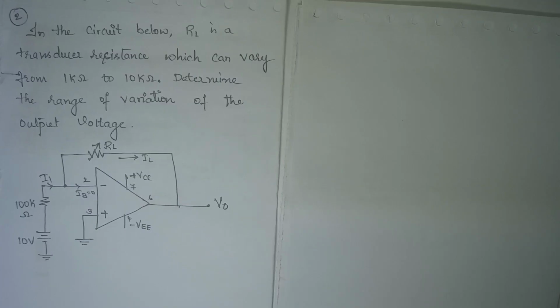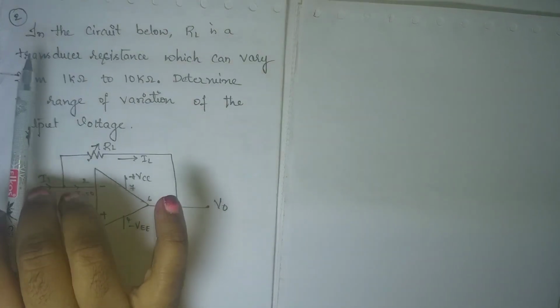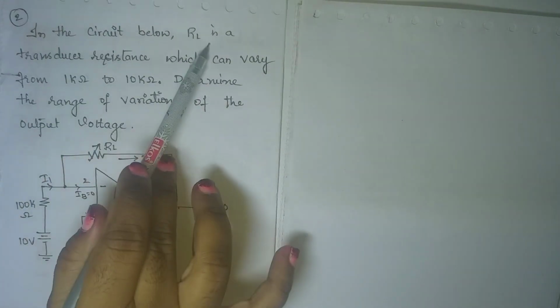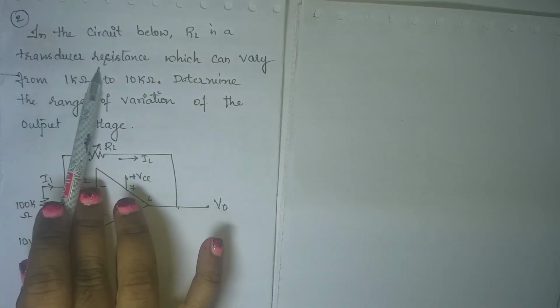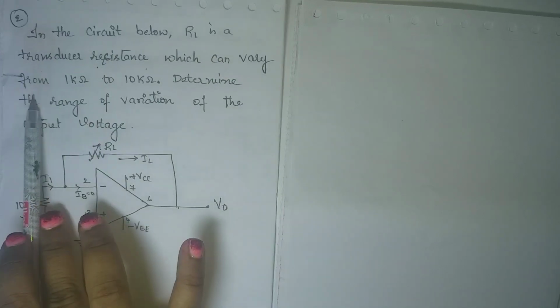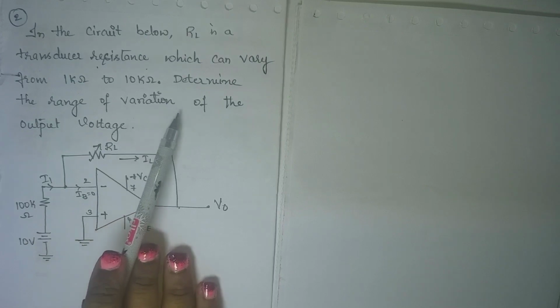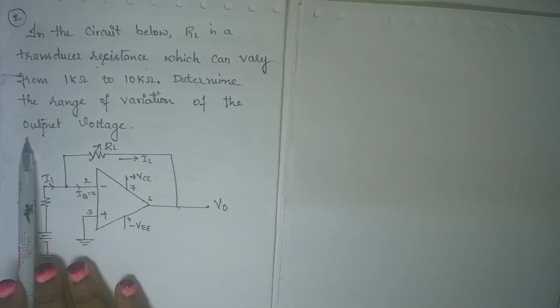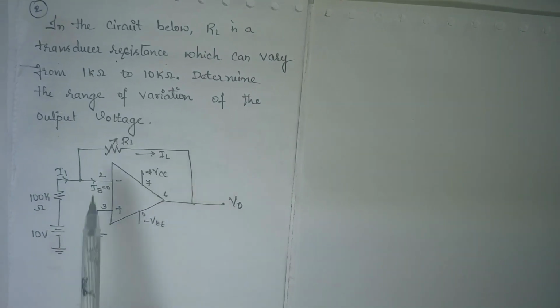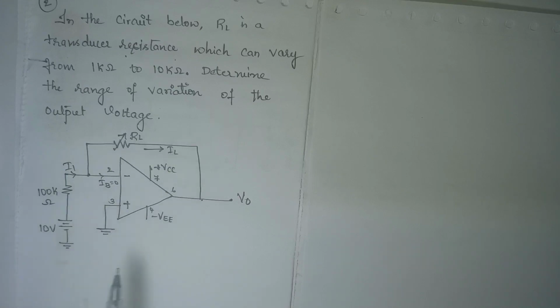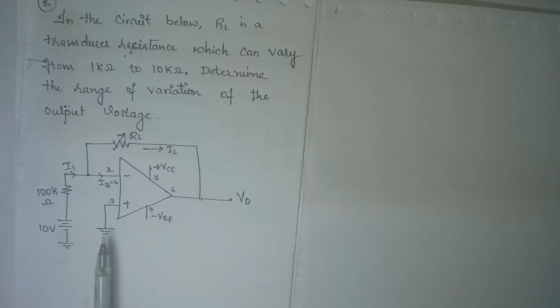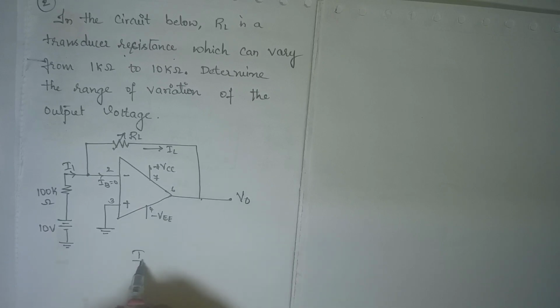Now coming to the second problem. In the circuit below, RL is the transducer resistance which can vary from 1 kilo to 10 kilo. Determine the range of variation of output voltage. Now you have a circuit here. What sort of circuit is it? It is an inverting amplifier.